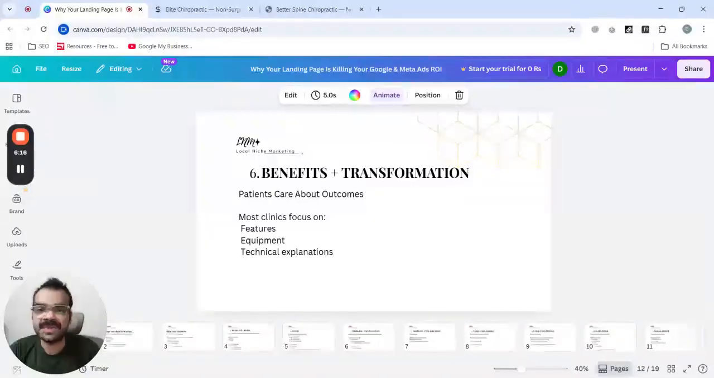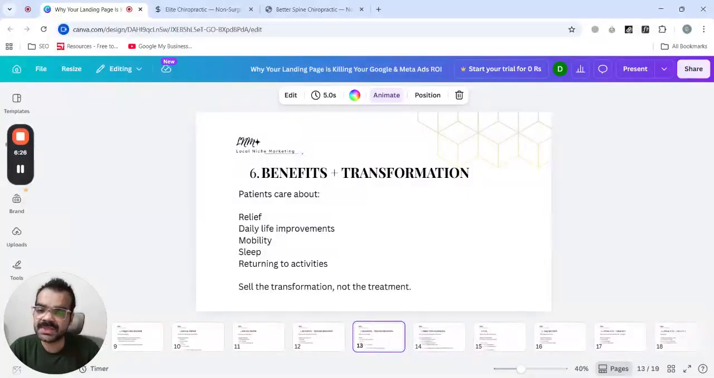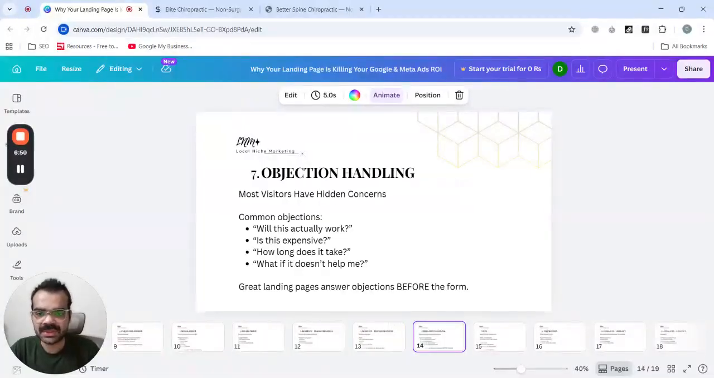Benefits plus transformation. You don't have to tell features of your products or the treatment. You just have to sell the transformation to the patients, and once you start selling the transformation, you can take different elements of their lives and talk about their overall health improvement, their overall quality of life being improved. You just have to tell what is being transformed. In this way, you will connect more psychologically with the audience on your landing page.